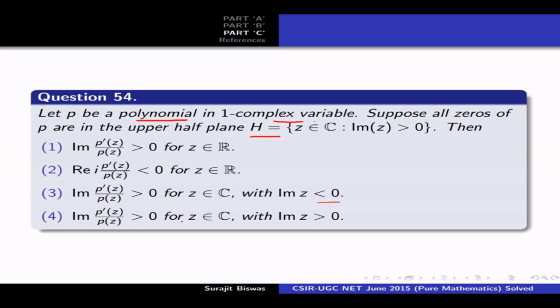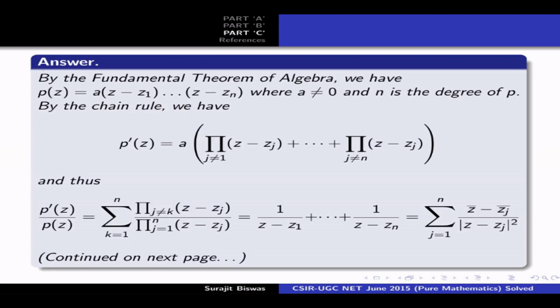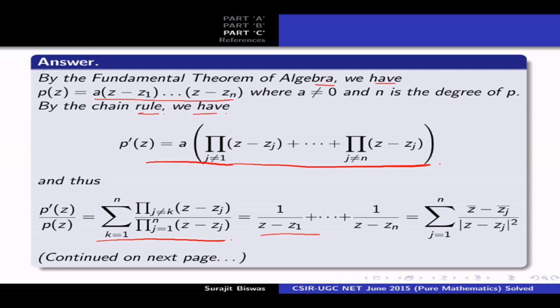Okay, so first we compute a form for P dash Z divided by PZ. By the fundamental theorem of algebra, we have PZ equal to A times (Z minus Z1) through (Z minus Zn), where A not equal to 0 and n is the degree of P. By the chain rule, we can write P dash Z in this form, and thus P dash Z divided by PZ can be written as this, which is equal to this, and this can be written as sum from j equal to 1 to n of (Z bar minus Zj bar) divided by mod Z minus Zj whole square.